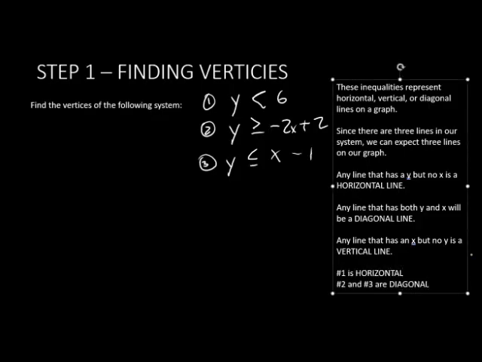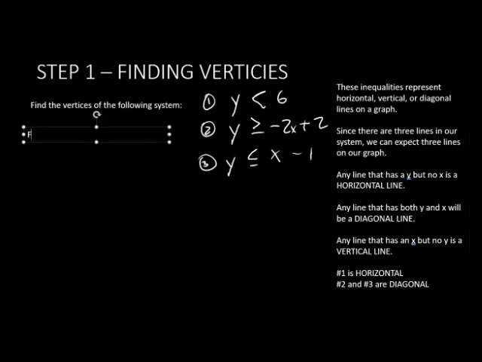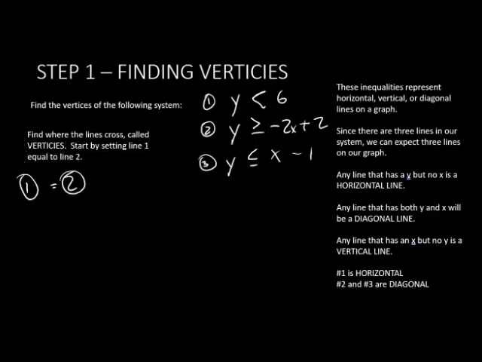To solve a system of inequalities like this, our first step is going to be to figure out where the lines cross. This is called finding the vertices. We'll begin by setting line 1 equal to line 2. Therefore, we'll set the 6 from line 1 equal to negative 2x plus 2 from line 2. We'll try to solve for x here.